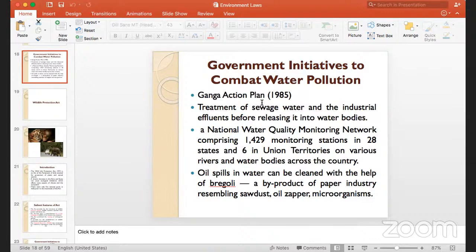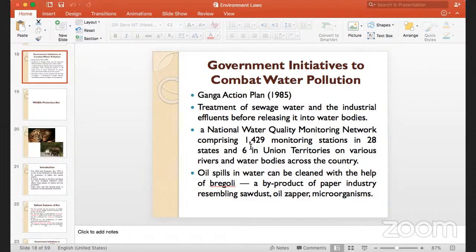Then, of course, there is treatment of sewage water and industrial effluents before releasing it into water bodies. There is a national water quality monitoring network. Just like we have the National Air Quality Index, there is also a water quality network. This network is very widespread all across the states and union territories, and it collects data on water quality. Under the water board, you can also establish laboratories and encourage research.